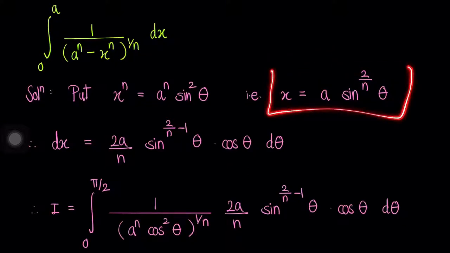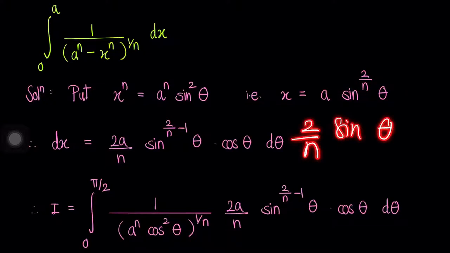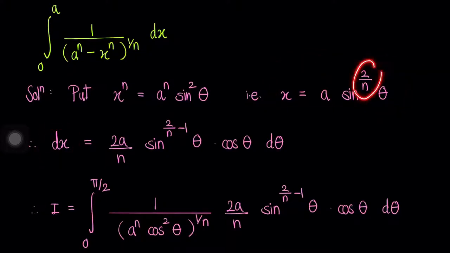Now from this, if we differentiate, we will get dx equal to this a as it is. Now the derivative of sine theta raised to 2 by n is going to be 2 by n sine theta, and in the power 2 by n minus 1, and multiply by derivative of sine theta, that is cos of theta. So on differentiation, we get dx equal to 2 by n a sine theta raised to 2 by n minus 1, and derivative of sine is cos theta d theta.